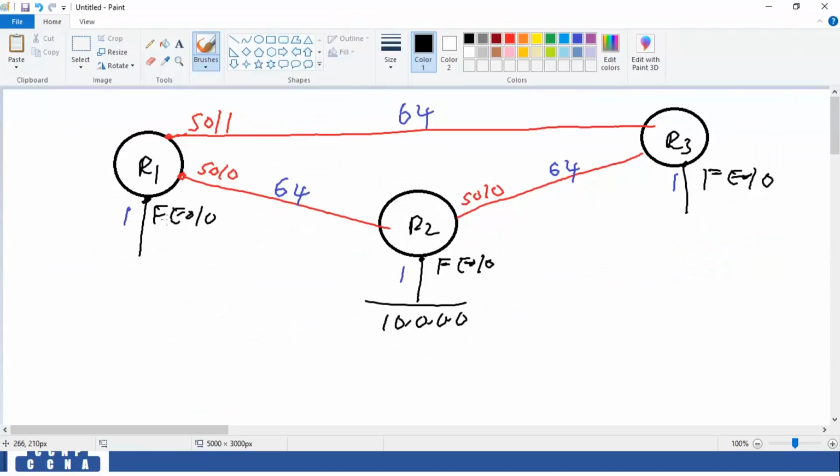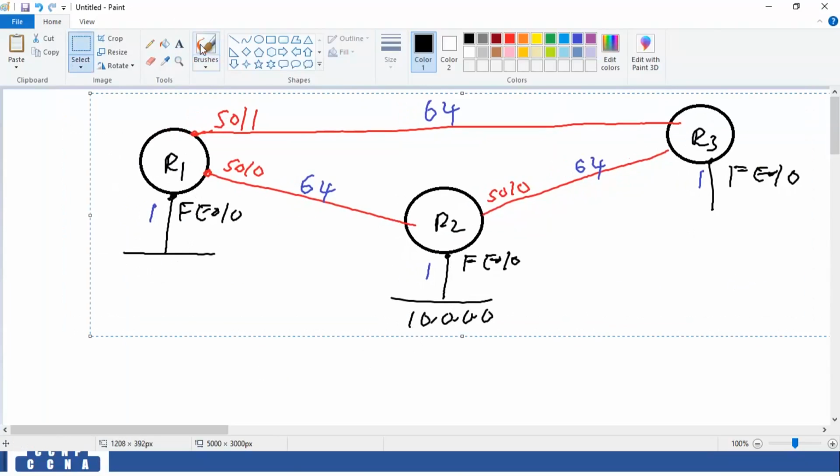The hello and dead timers are default timers, so we don't need to configure them. Yes, the default timers are 10 seconds and 40 seconds. Now the scenario is R1 reaching the 10 dot network.